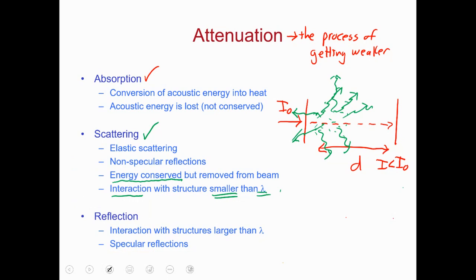And then, of course, the third thing that can make it weaker is reflection, and that's what we want, right? Because we want to pick up echoes. So here's your organ down here. Some of that intensity is going to come back, which means that the intensity that gets transmitted through is less. Generally, reflections are off structures larger than the wavelength.